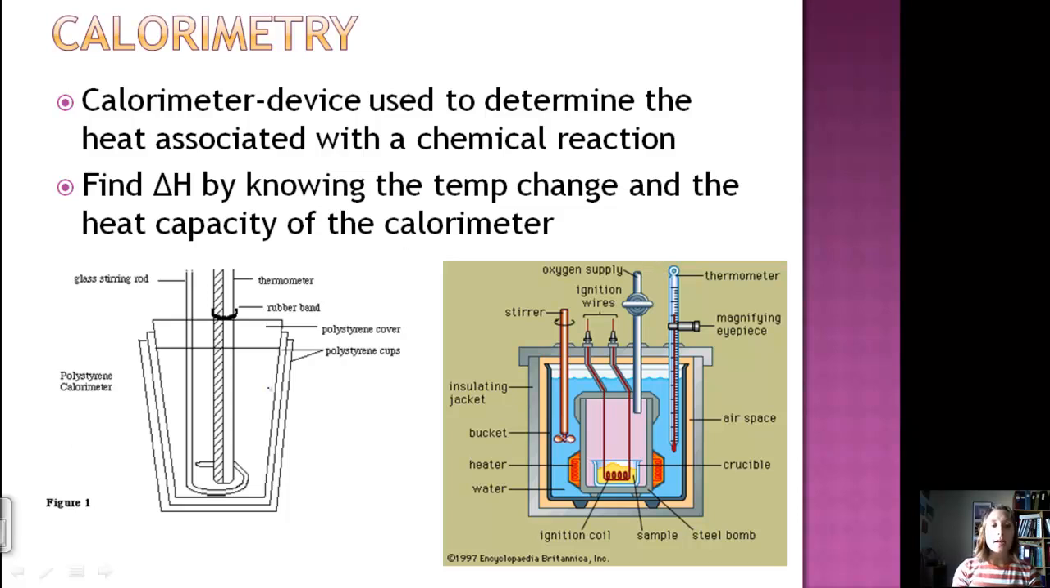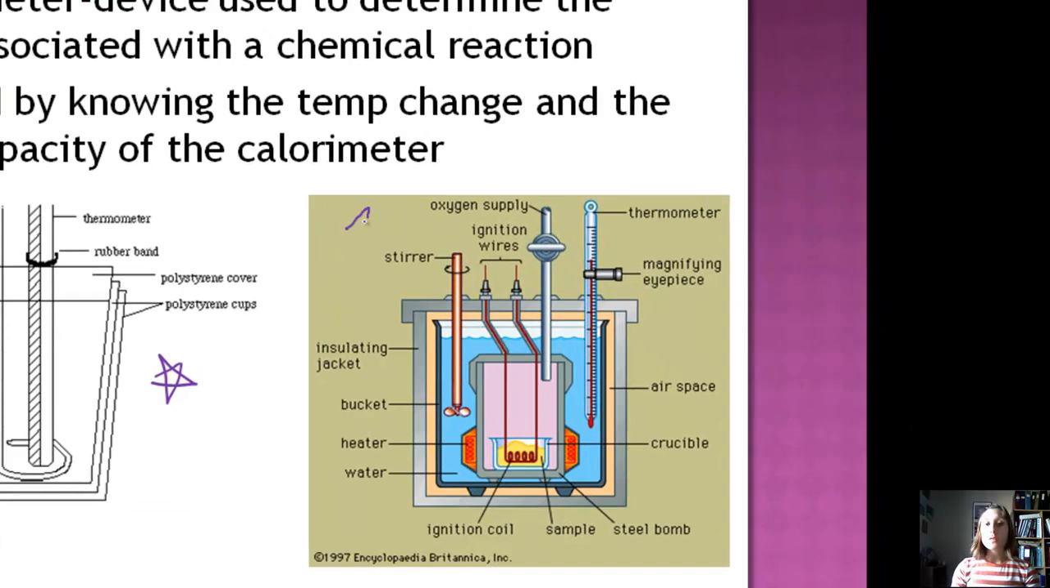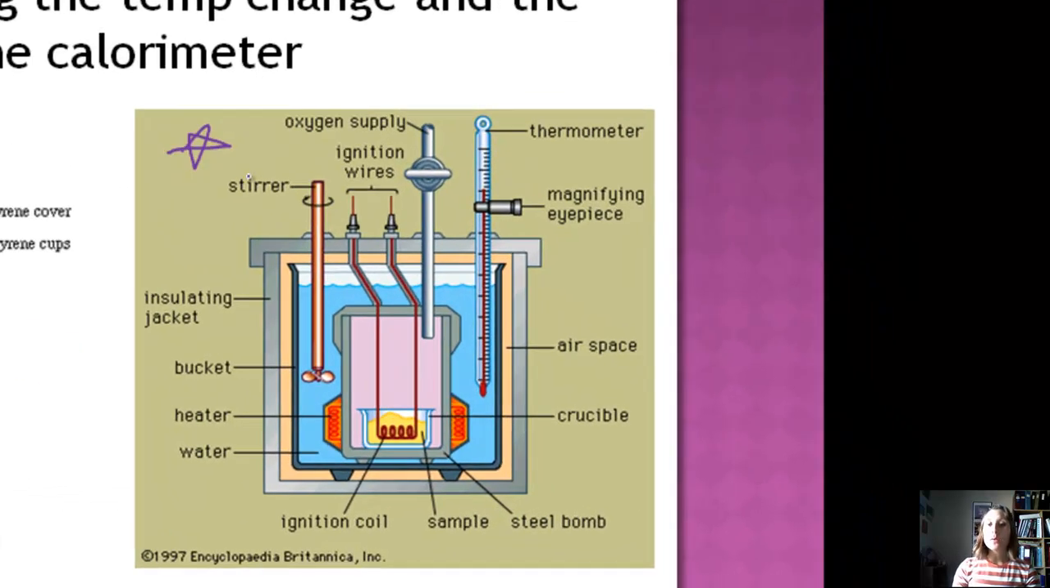So we've got a very simple setup here, which involves 2 styrofoam cups, a way to stir the solution, and a thermometer so we can measure temperature change. We've also got one over here that is much more fancy. If you do a calorimetry experiment in college, you would probably use something like this.